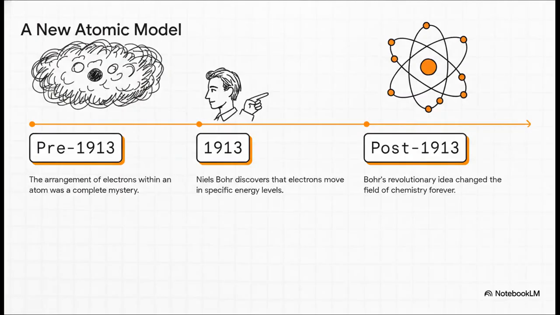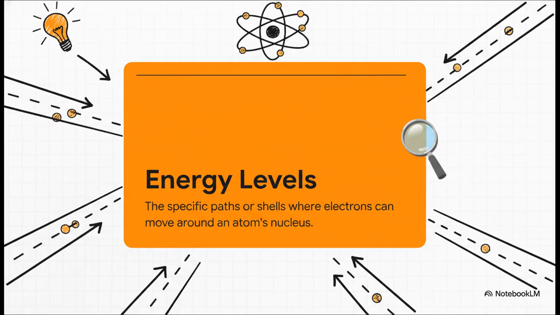Okay, so before 1913, the picture of the atom was fuzzy, to say the least. Everyone kind of agreed there was a dense little center called the nucleus, and these things called electrons buzzing around it. But how, where, it was anybody's guess. And then, a Danish physicist named Niels Bohr steps onto the scene and brings this incredible new clarity to the whole thing. So, what was Bohr's big idea?